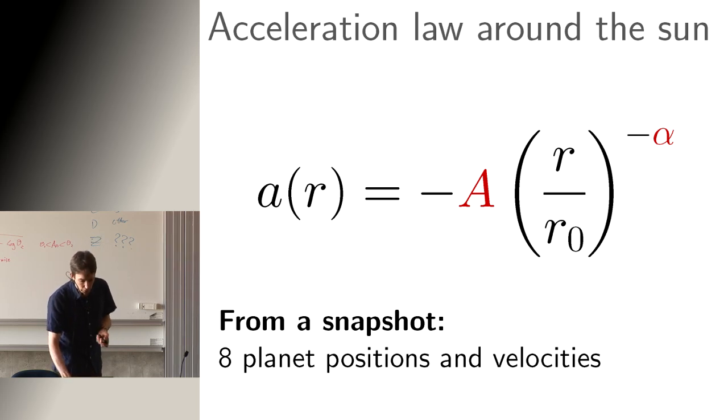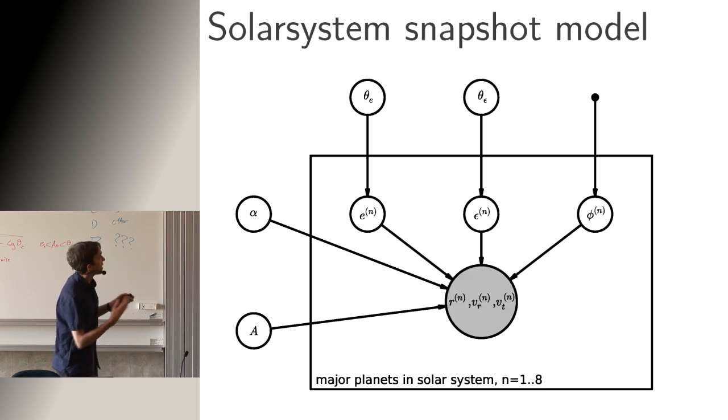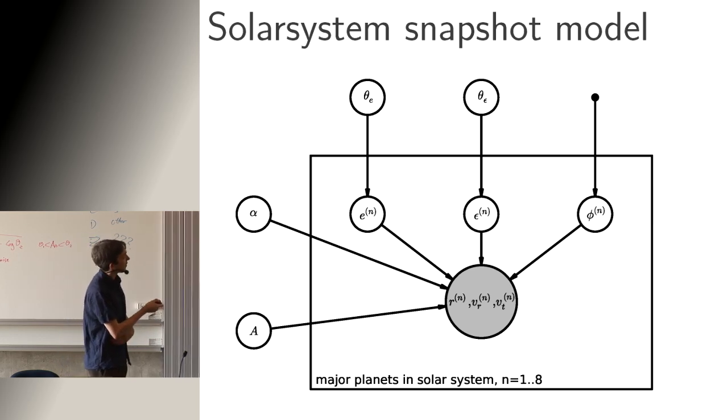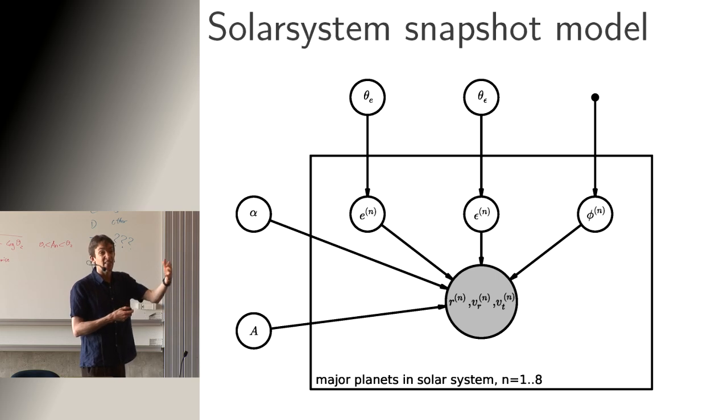So I won't go through all of the details, but we write down a model of much the same form as before. Our observations are distance from the sun, tangential velocity, radial velocity. There are these common parameters that all the planets experience the same force law, but each planet has its own phase. It's in a different part of its orbit. Different planets have different binding energies. That just means some planets are further away from the sun than others.